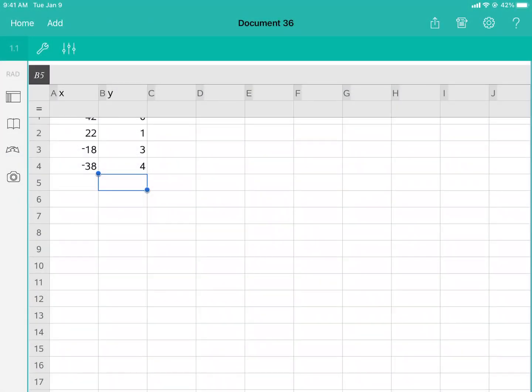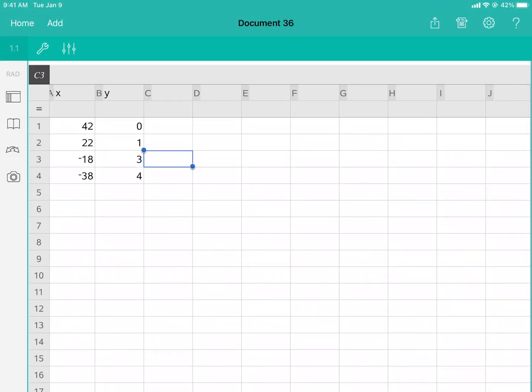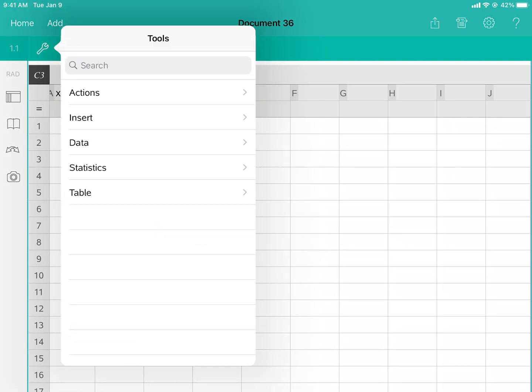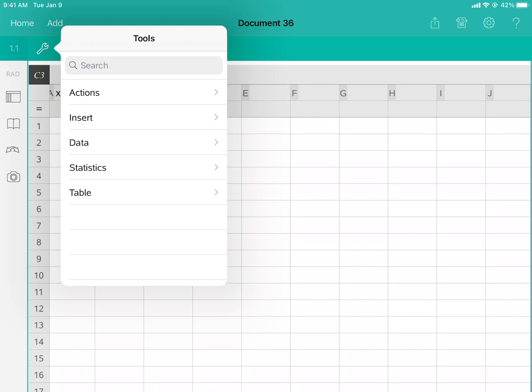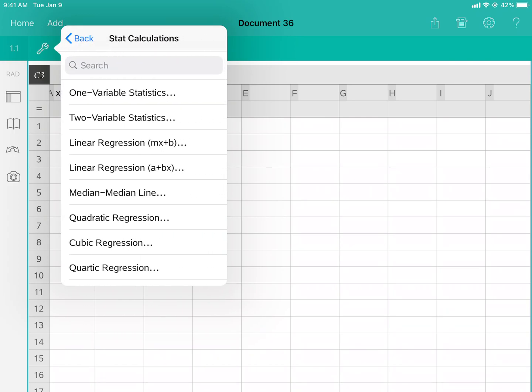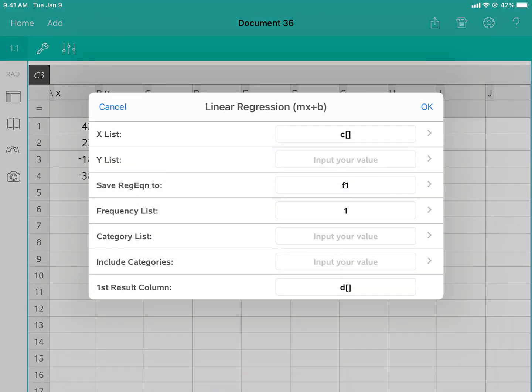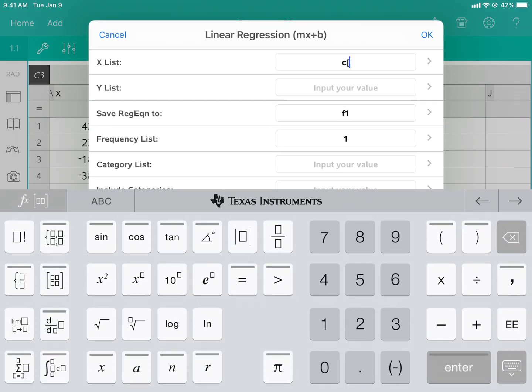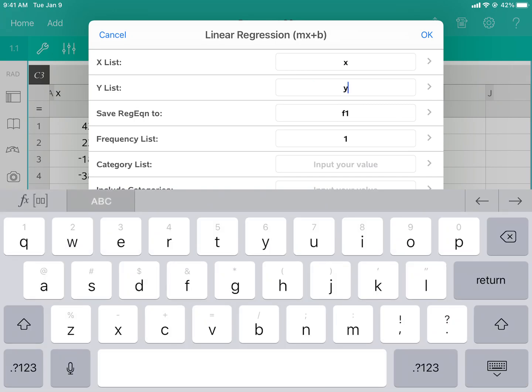There we go. Okay, now I'm going to come over here, make sure I'm not clicked into any box where I'm typing stuff. And I'm going to hit menu or the toolbar. I'm going to go down to number 4, which is statistics. Then number 1, stat calculations. And then number 3, linear regression mx plus b. 4, 1, 3. Now, X list, I change it to where it says X. Y list, I change it to where it says Y. And then I just hit OK.